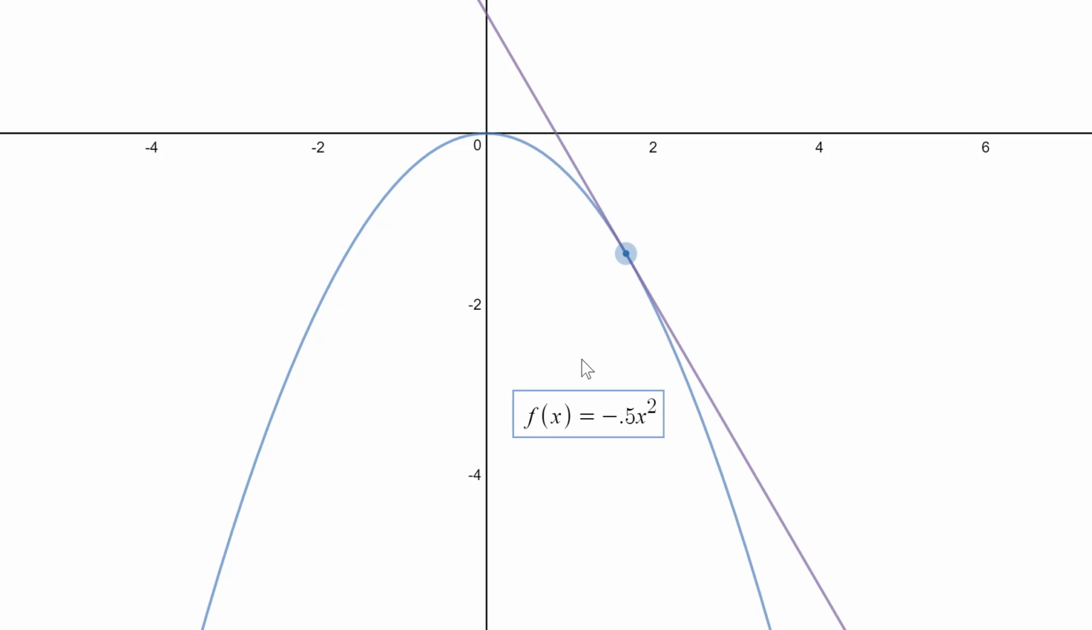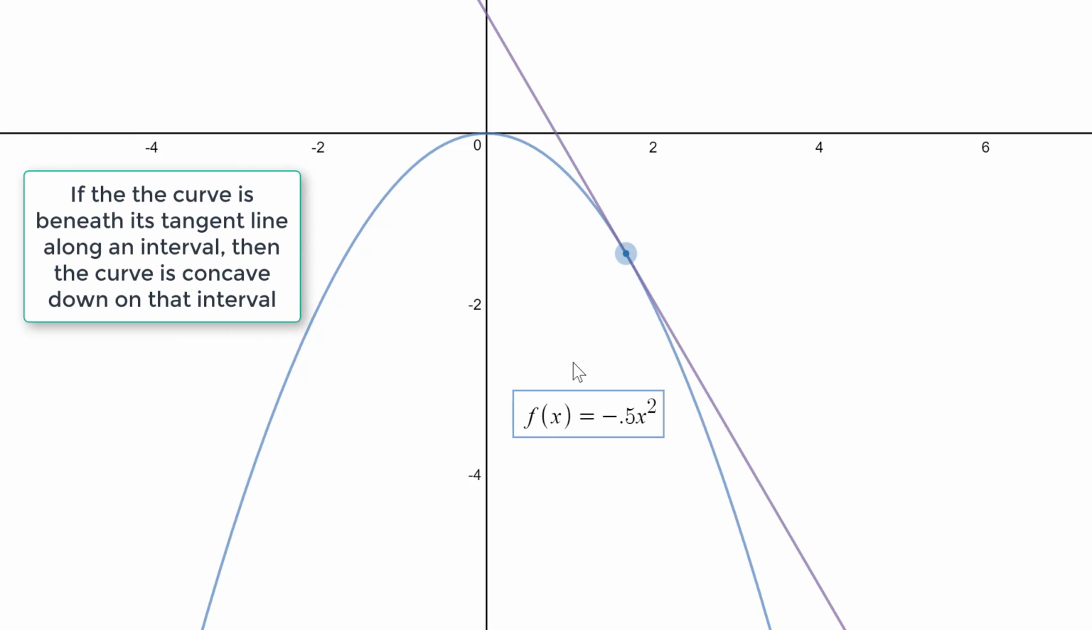So here's my shortcut rule number 1. If a curve is concave down, its tangent line will lie above it. Or if we're just looking at tangent lines and we want to know about concavity, we can say that, hey, if the tangent line lies above a curve at any point or along an interval, then during that interval, that curve is concave down. That is exactly what I'm saying.